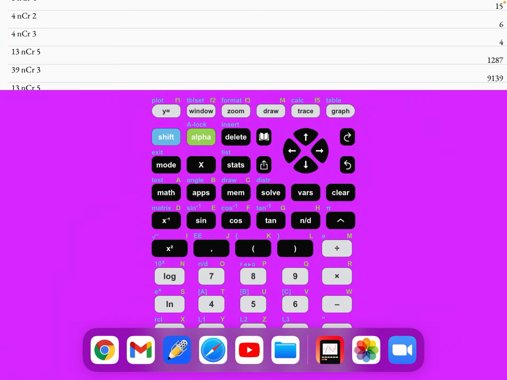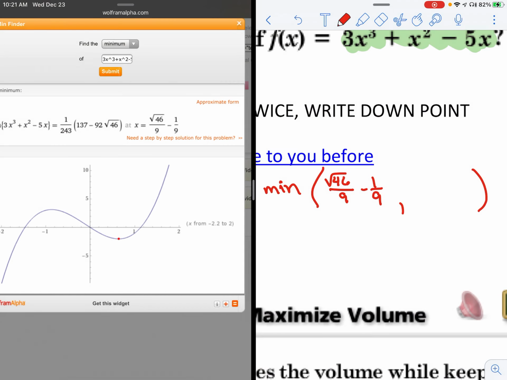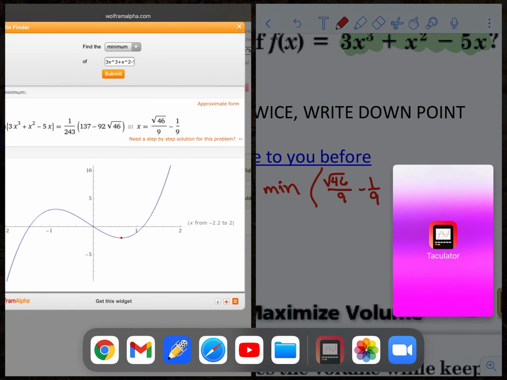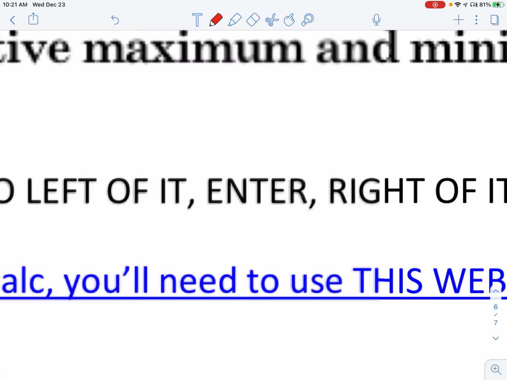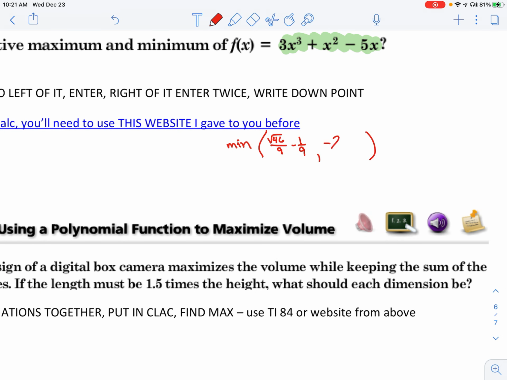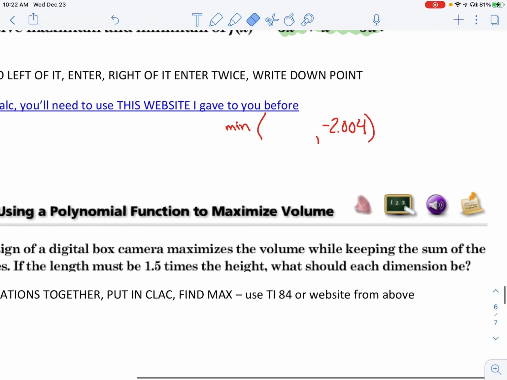Okay, you ready? So that was in Notability, and I'm going to screen share my calculator so I can actually get decimals out of this thing. So the y value is 1 over 243 parenthesis 137 minus 92 square root of 46. Get out of the square root before you close your parenthesis. So the y value is negative 2.004.